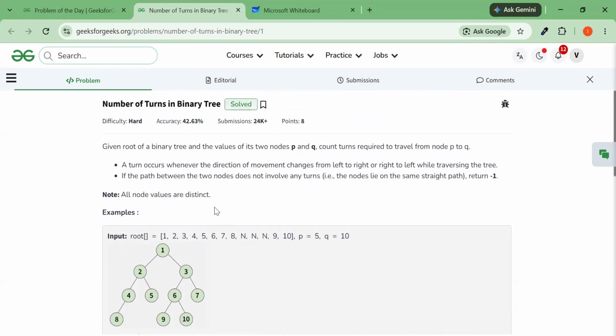There could be a possibility that P and Q can be multiple, but as they have mentioned, all the node values are distinct. So it means P and Q are distinct. They are only present once in the tree. And we are also given when a turn is considered.